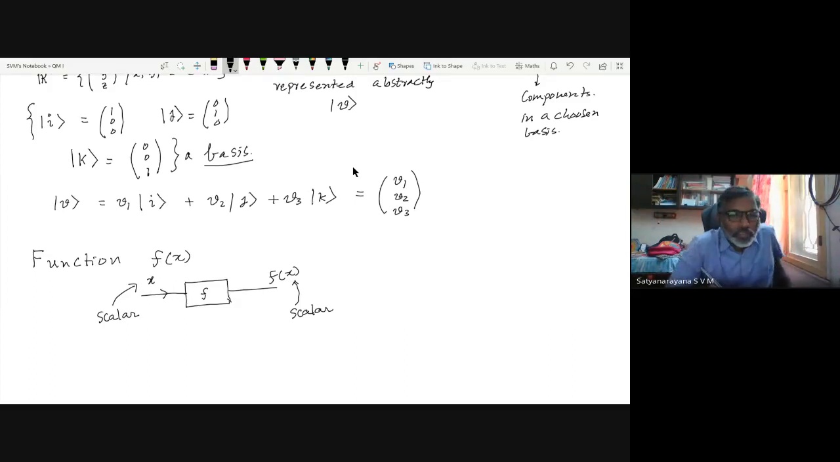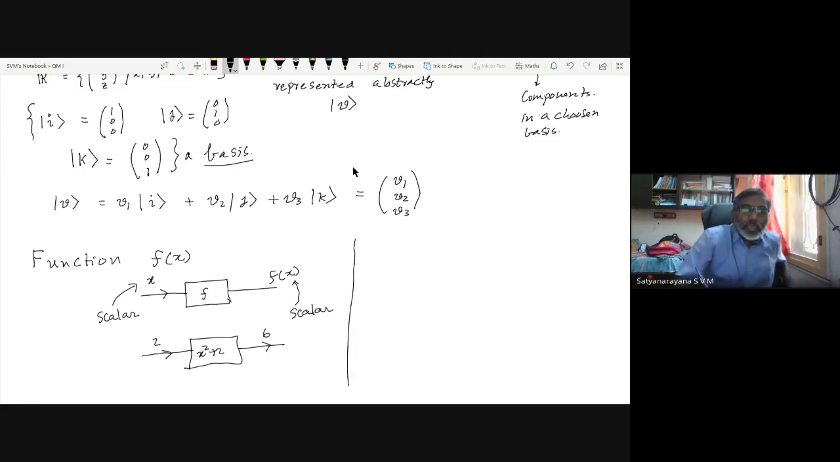Suppose your function is such that f of x is x square plus 2. Then if you send in 2, what will come out is 2 square, 4, plus 2, 6. So 2 is a number, 6 is a number. Whatever number you send in, one number will come out. So this is how a function is.